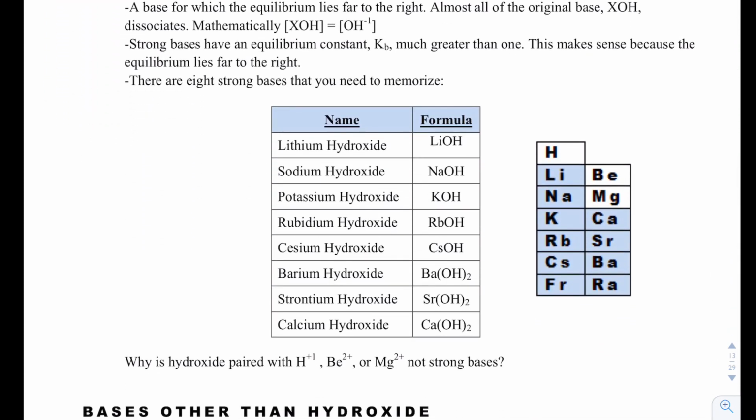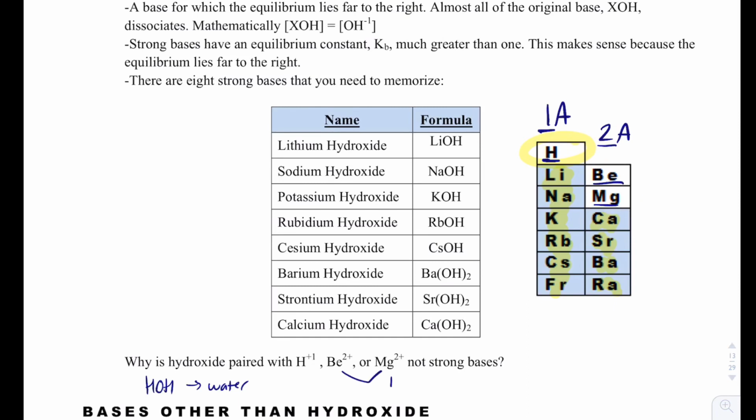A good little rule to know for strong bases is this. If we think about family 1A and family 2A on the periodic table, lithium, sodium, potassium, rubidium, cesium, and francium, when paired with hydroxide, are all strong bases, except for hydrogen hydroxide. HOH is not a strong base because that's just water. In family 2A, we have calcium, strontium, barium, and radium hydroxide. Those are all strong bases, but not beryllium and magnesium. So in family 2A, the first two elements are not strong bases.